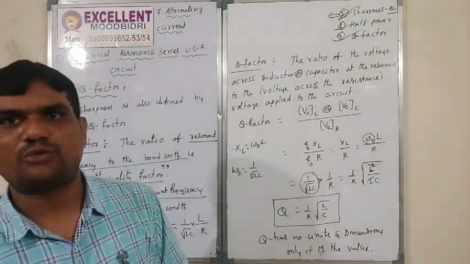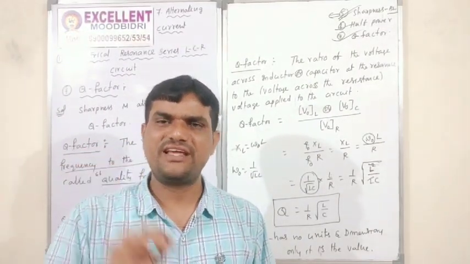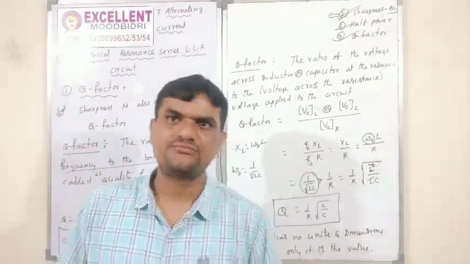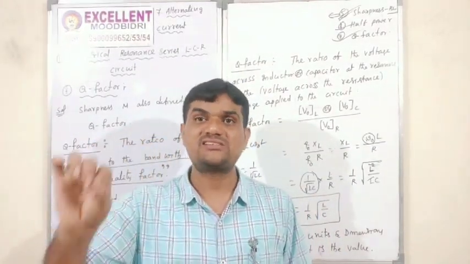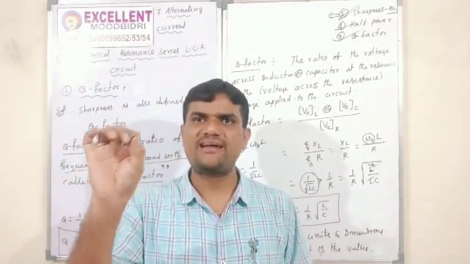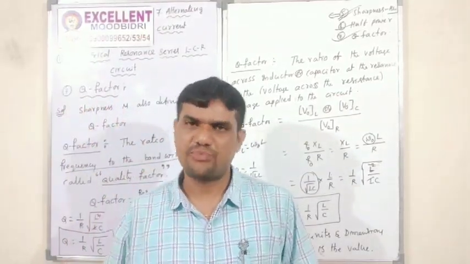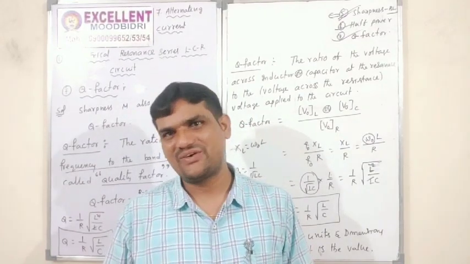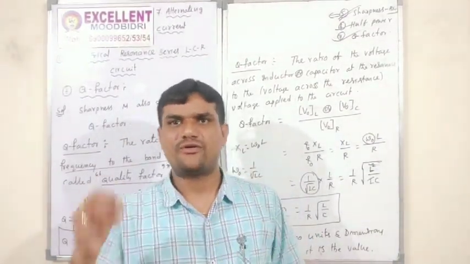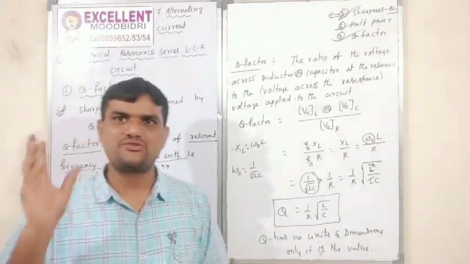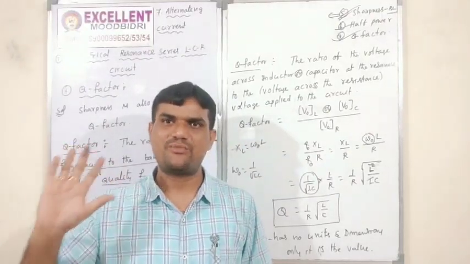Now I will give you two problems. Remember again one more time: in an LCR circuit, if XC is equal to XL, in that case the LCR circuit will act as a purely resistive circuit. So many concepts: what is quality factor, sharpness, bandwidth, and resonant frequency. These formulas we can remember.